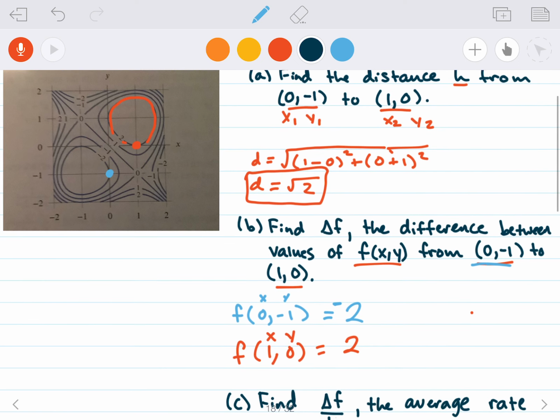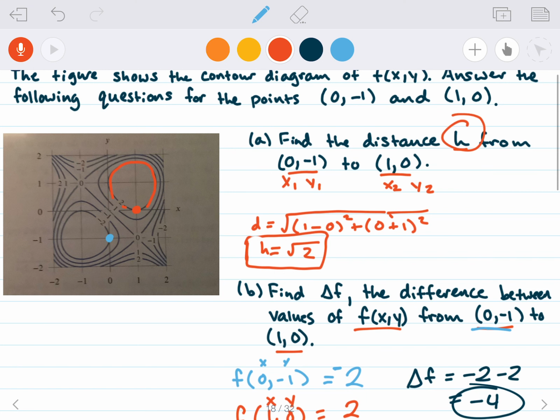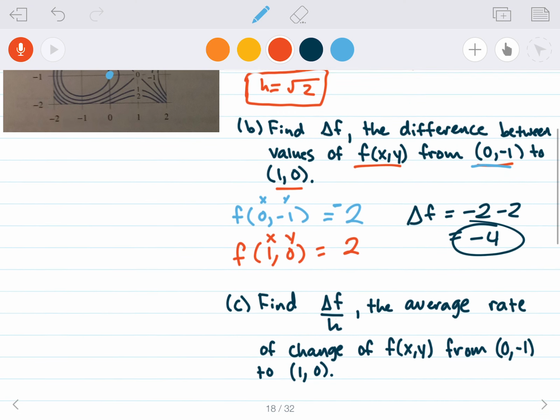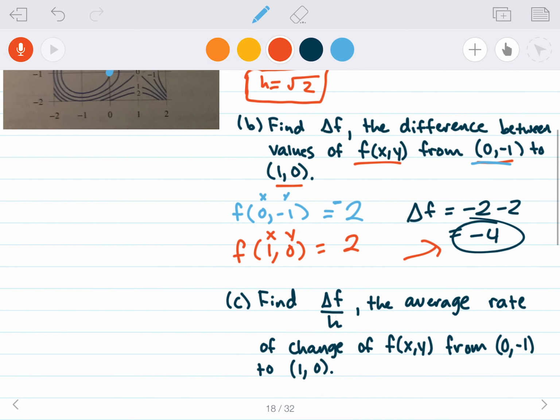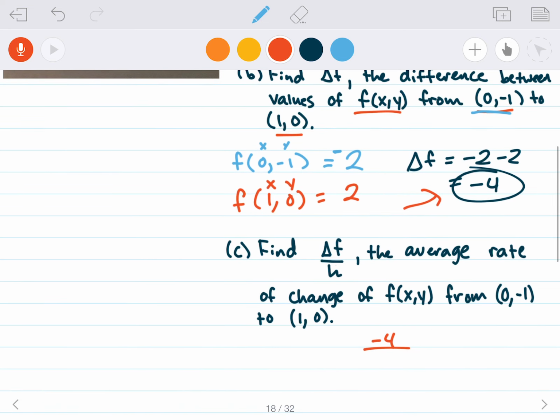So when I find the difference, I just subtract. So the difference, or delta f, is going to be -2 minus 2, which gives us -4. So that's delta f. And this distance should have actually been called h. I'm going to just relabel it that, since it said find h. Okay, now it says find delta f over h. Now this is pretty easy because we just found delta f right here. That was -4 over h. We found h up here. That was √2. And so our answer here for the average rate of change is -4 over the square root of 2.